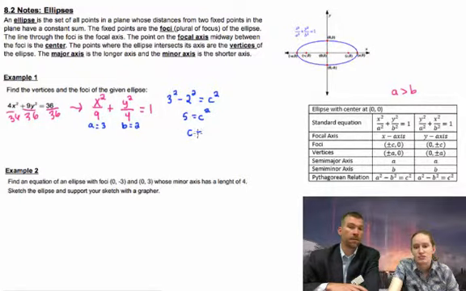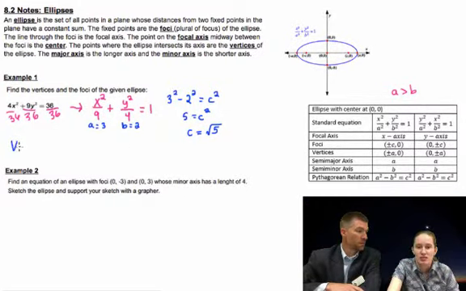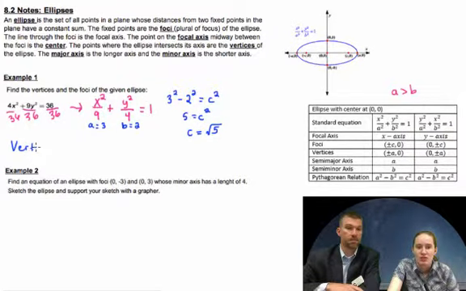So, the square root of 5, although not a number I carry around in my back pocket, I know about where that is. It's somewhere between 2 and 3. Yes. So our vertices, if we look at our chart over here, are at plus or minus a, comma 0. A is 3, so they're at plus or minus 3, comma 0.